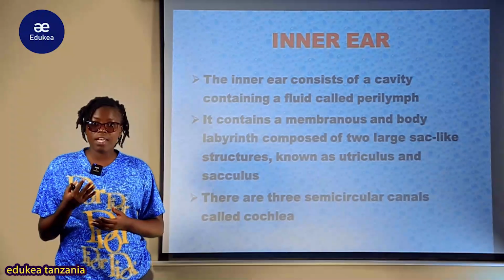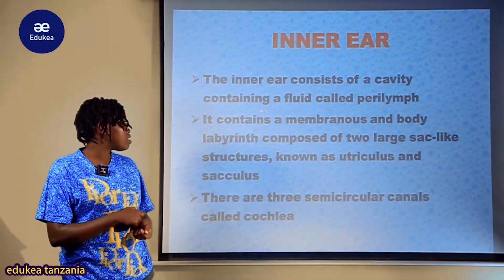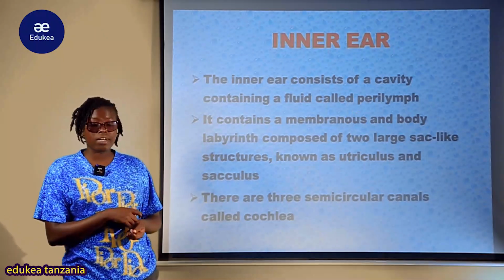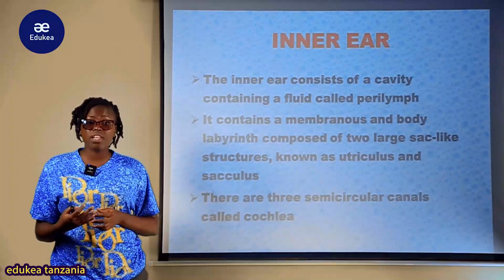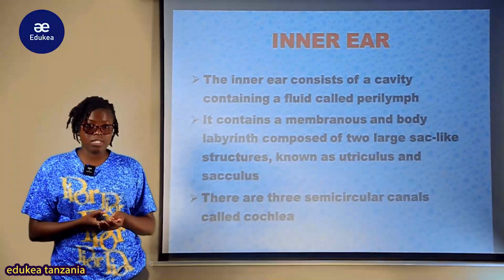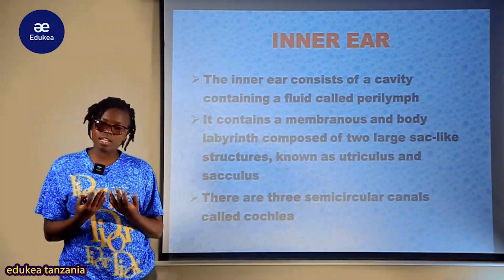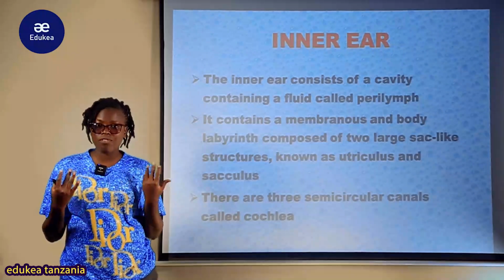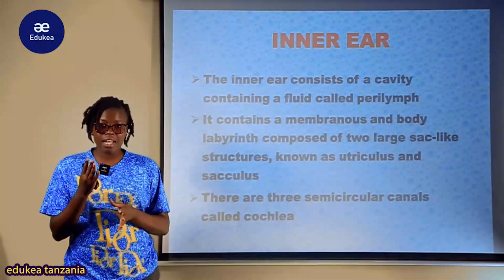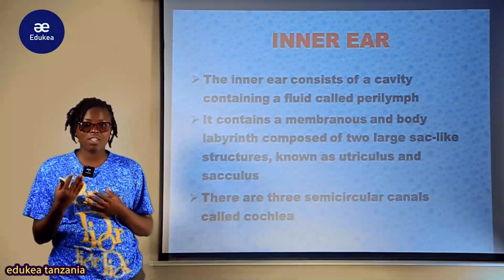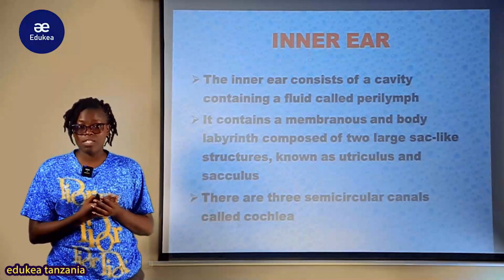Component nyingine ya ear ni inner ear ambayo ni sikio la ndani. Tumeshaangalia outer ear pamoja na middle ear. So the inner ear consists of the cavity containing the fluid called perilymph and endolymph. Kwa ndani ya inner ear kuna cavity, na kuna perilymph pamoja na endolymph. Hizi ni fluids ambazo kazi yake ni maintenance of the balance. Kwa mfano, ukisikia kizunguzungu, kuna kama maji fulani. Tutaenda kuangalia namna gani endolymph pamoja na perilymph zinasaidia katika maintenance of the balance.